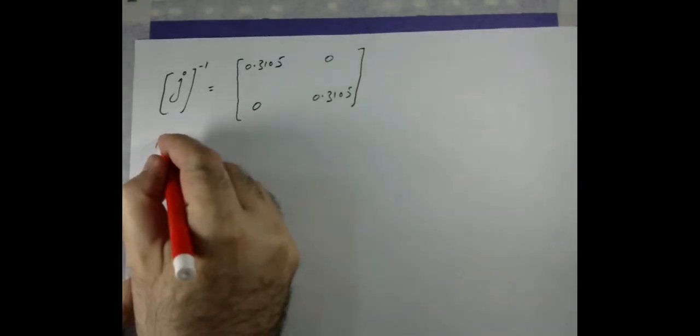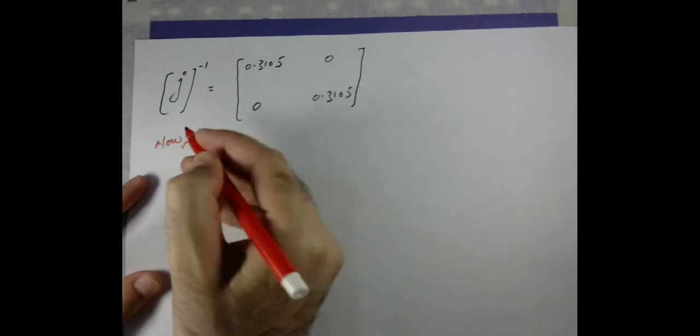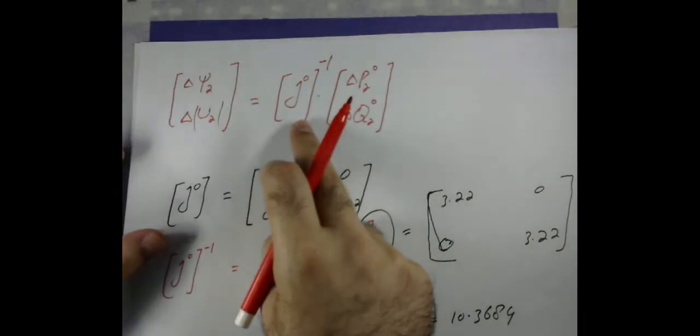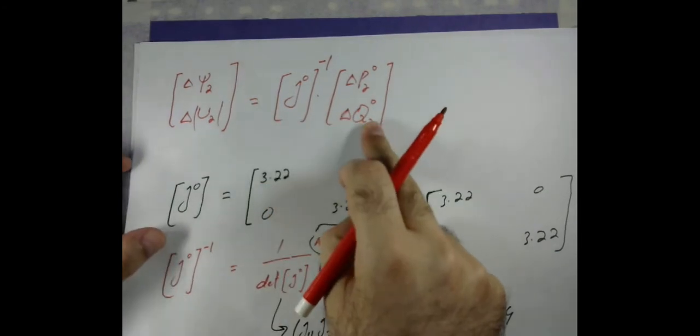So now, as you remember, we discussed that we need to know the Jacobian inverse, and we have already calculated the power mismatches.